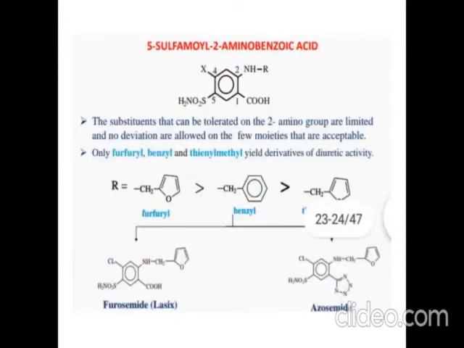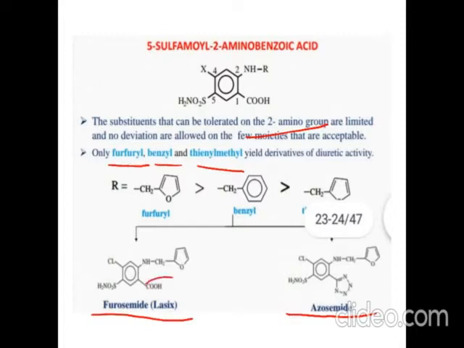As we have told, the substitutions which can be present on the 2-amino group are limited in number. So only furfuryl, benzyl and thienyl methyl derivatives can be present. Depending upon this, there are two examples with furfuryl substitution, that is furosemide and azosemide.